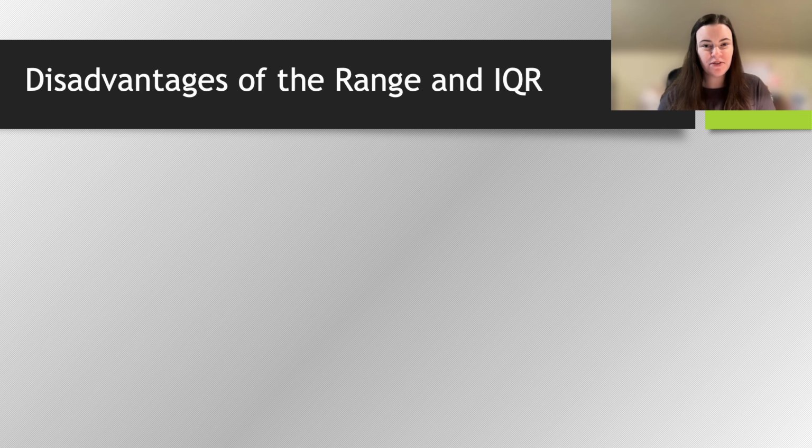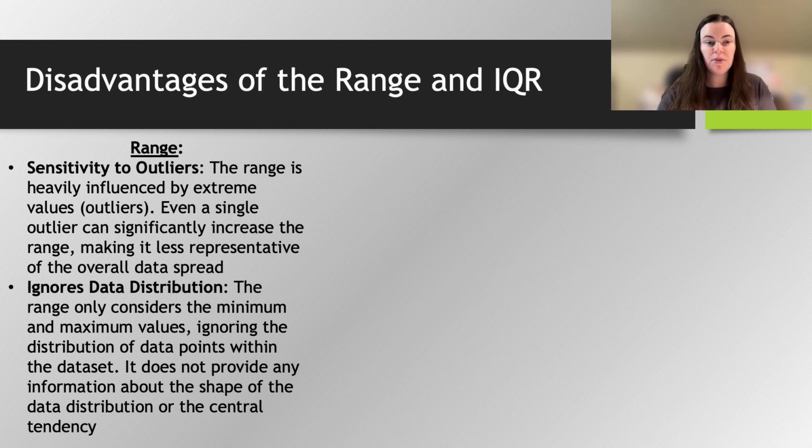There are a few disadvantages of using both the range and the IQR to describe the overall variability of a sample or a distribution. Some of the ones that have to do with the range include its sensitivity to outliers. In this case, recall that our formula for the range is only including that highest observation and subtracting that by the lowest observation within a particular sample or a distribution. And because of that, it can make it less representative of the overall spread of the data.